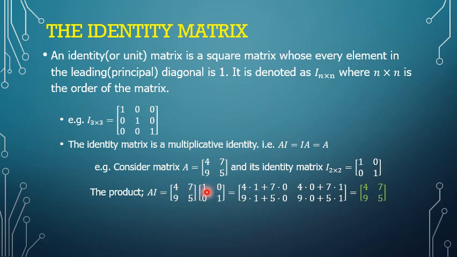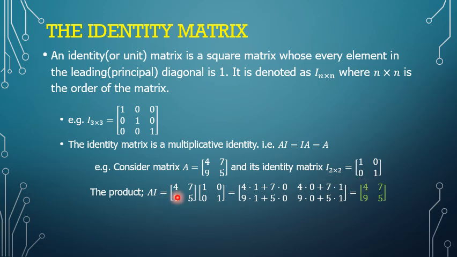It will be 4 times 1 plus 7 times 0. Obviously, the 7 times 0 will be 0. It will be 4 plus 0, get 4. Again, it will be 4 times 0, get 0, plus 7 times 1, you get 7. It will be just 0 plus 7, you get 7.